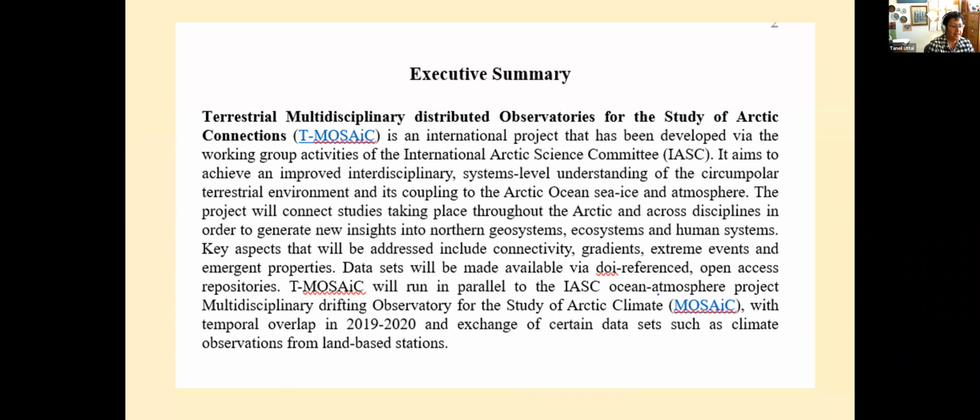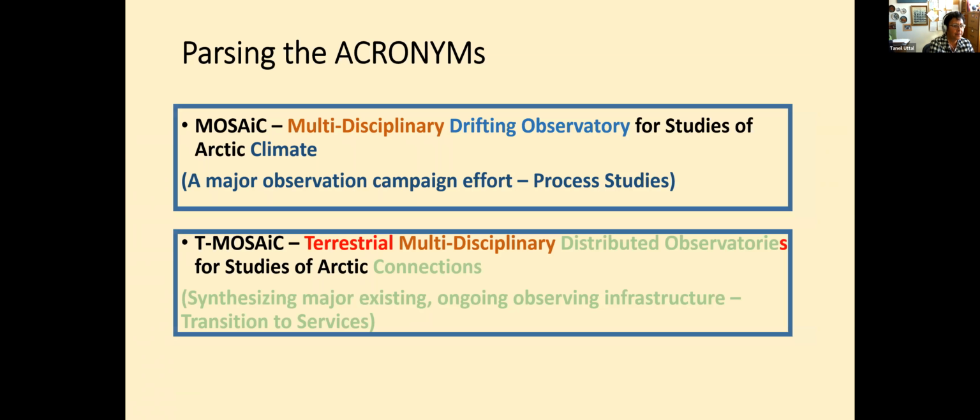And then T-MOSAIC is going to run in parallel to the IASC Ocean Atmosphere Project Multidisciplinary Observatory for Studies of the Arctic Climate, MOSAIC. And there'll be temporal overlap in 2019 to 2020 and exchange of certain data sets such as climate observations from the land-based stations. So that's the working executive summary right now for T-MOSAIC.